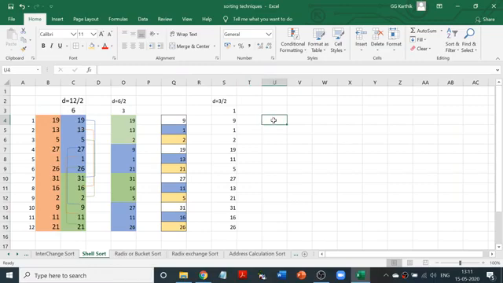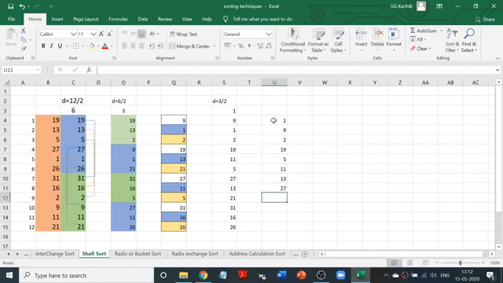So I will compare 9 and 1. It will become 1, 9. So 2 and 19, it will be 2, 19, right? Then I will be comparing 11 and 5, and it will be 5, 11, right? Then I'll be comparing 27 and 13, so it will be 13 and 27, right?